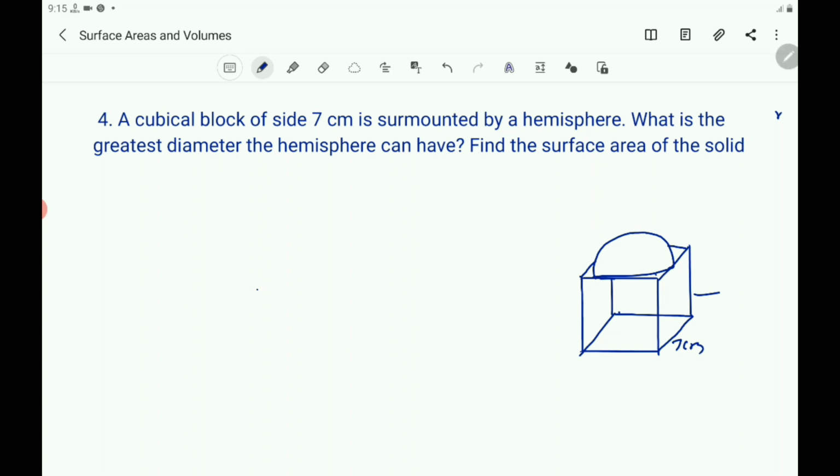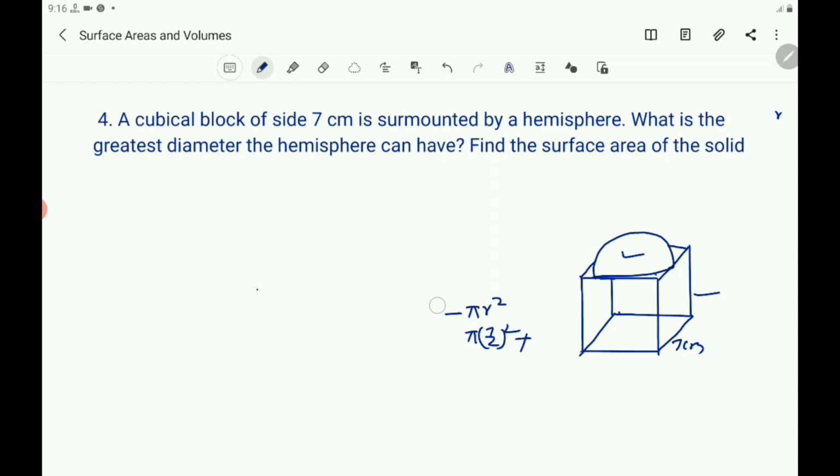And how will you get the surface area of the solid here? You know that the surface area of the solid is equal to the external surface area of the cubical block, that is 6a square, minus the area of the base of the hemisphere, that is pi r square, pi into the radius 7 by 2 whole square, plus the curved surface area of the hemisphere.